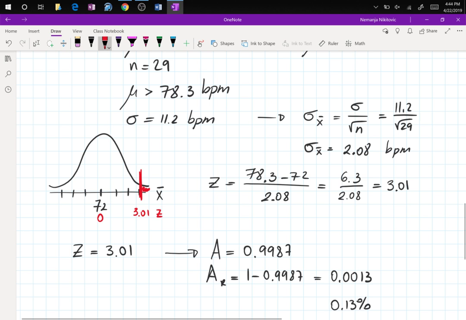Yes? So when you say mu is greater than 78.3, is that supposed to be mu x bar? Yes, thank you very much. Mu x bar. Yes. So they want... No, sorry. This is not mu. This is supposed to be x, right? Great. Oh no, you're right. All right, good.